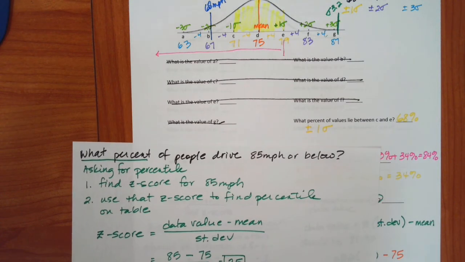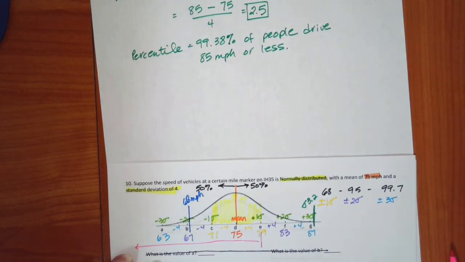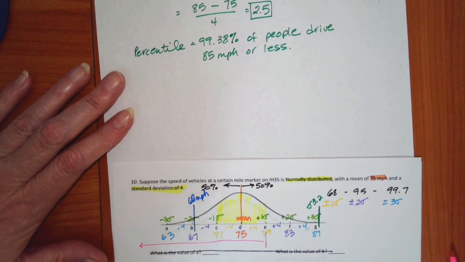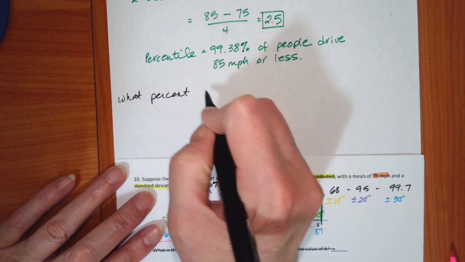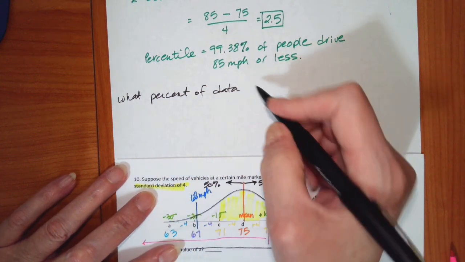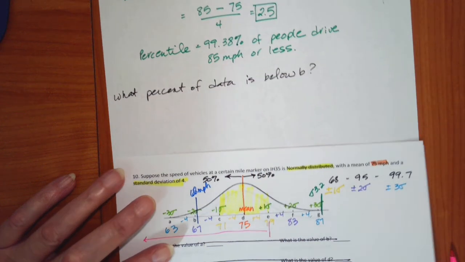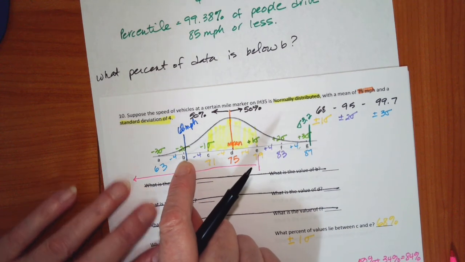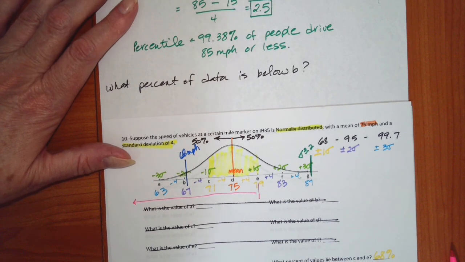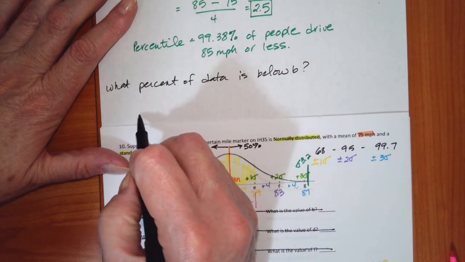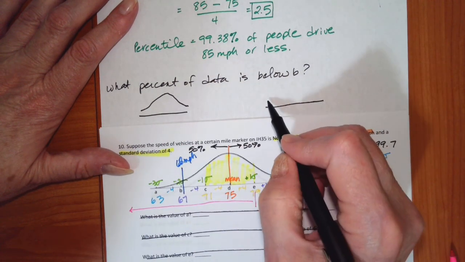All right, and I think I'm going to ask one more question about this before we move on. What percent of data is below B? Okay, so here is B. And there are a couple of ways that we can do this. I'm just going to draw a couple of real quick drawings here so you can see what's going on, and you can do it either way that you want.